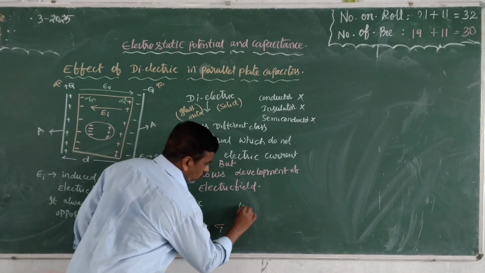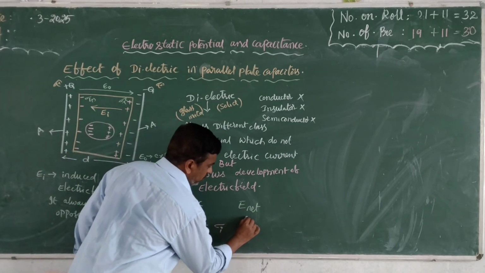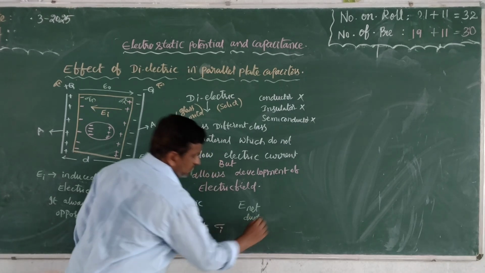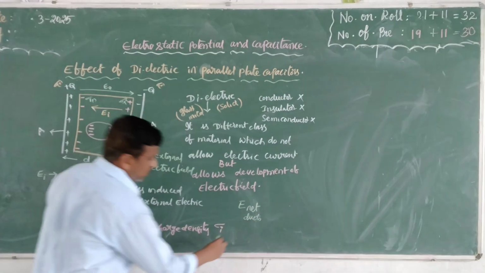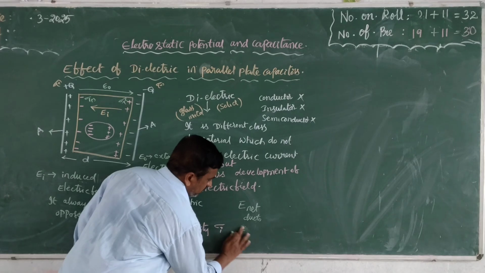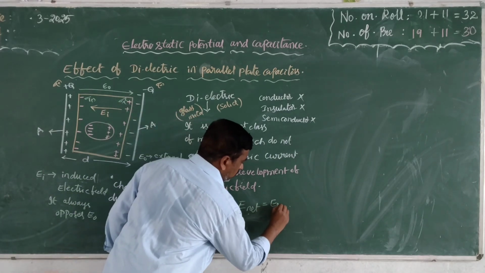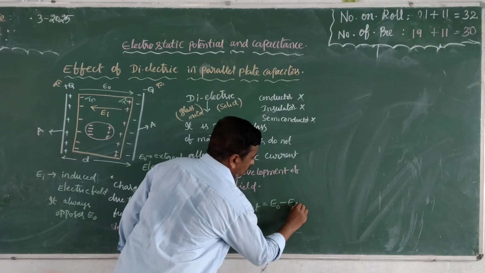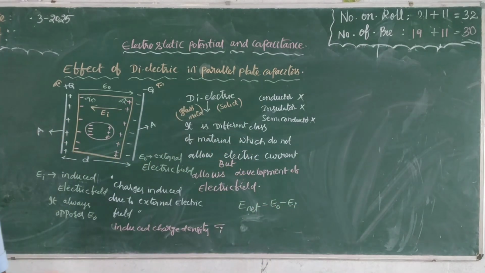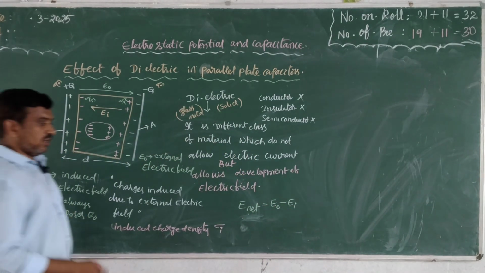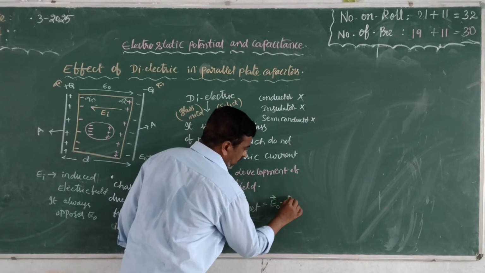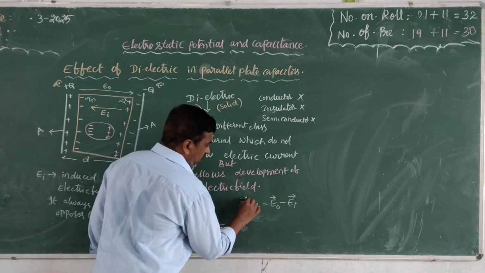What is the net electric field? E net due to external electric field. We can write E net equal to E naught minus EI. E naught means external electric field, EI means induced electric field.